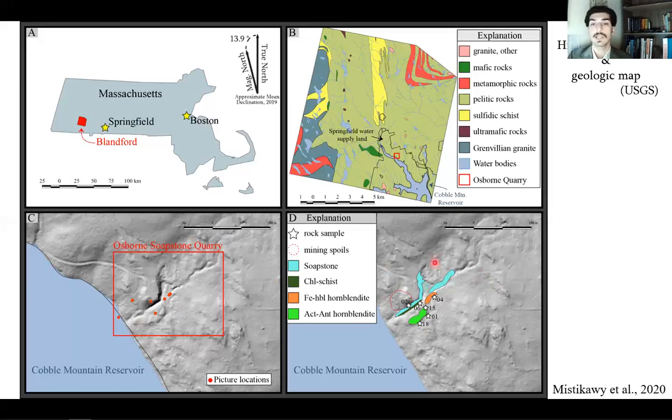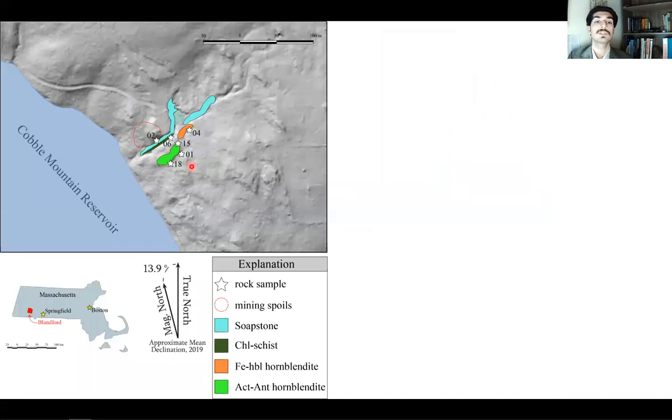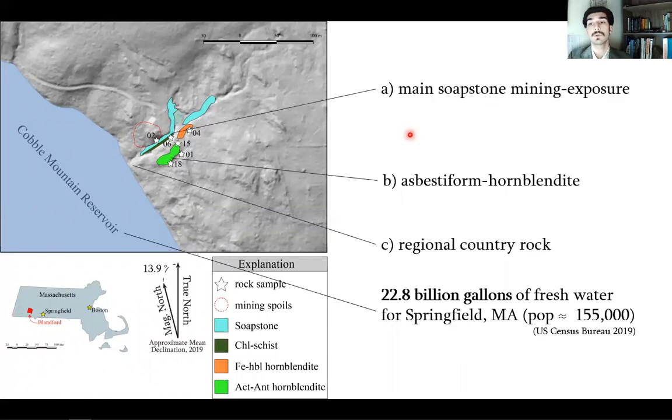So this is that same digital elevation model with some geologic units overlain over it. And let's look at that in closer detail. We have several units here that are of importance. The first is this light blue unit, and that's going to be our main soapstone mining exposure. Immediately on top of it, in this thin green, is a layer of chlorite schist. And adjacent to that chlorite schist is asbestiform hornblendite, here in the green and orange. And all of this is surrounded by regional pelitic country rock.